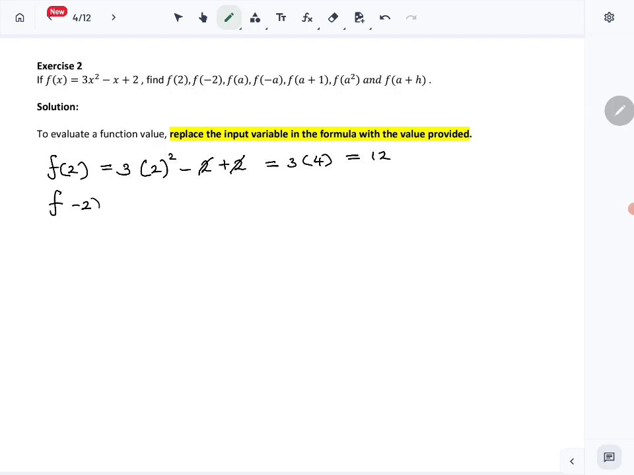So let's do -2. So then anywhere I see an x, I have to replace it with what? -2. Now simplify. What do you get? 12 plus 2 plus 2, 16. Right. Then the next one.